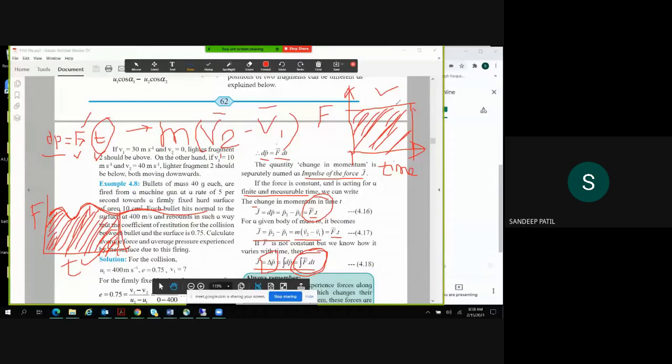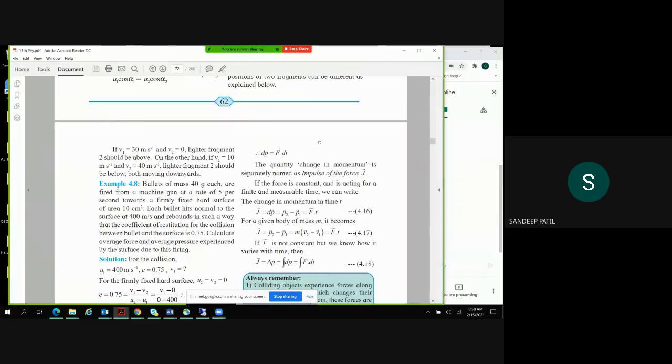If force is constant with time, then we can just multiply F into t. If force is not constant with time, then we can integrate it. Here what we need is the force function, which will be something like sine of t or cos of t. The area under that curve you can take as the change in momentum. This way we can calculate the change in momentum.